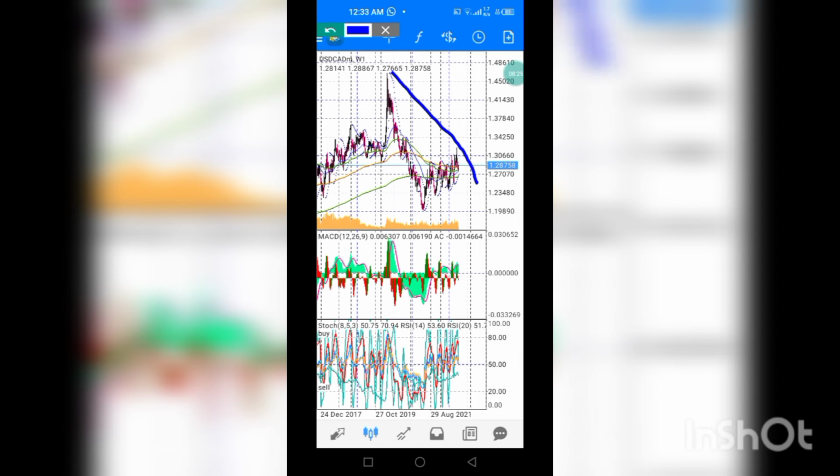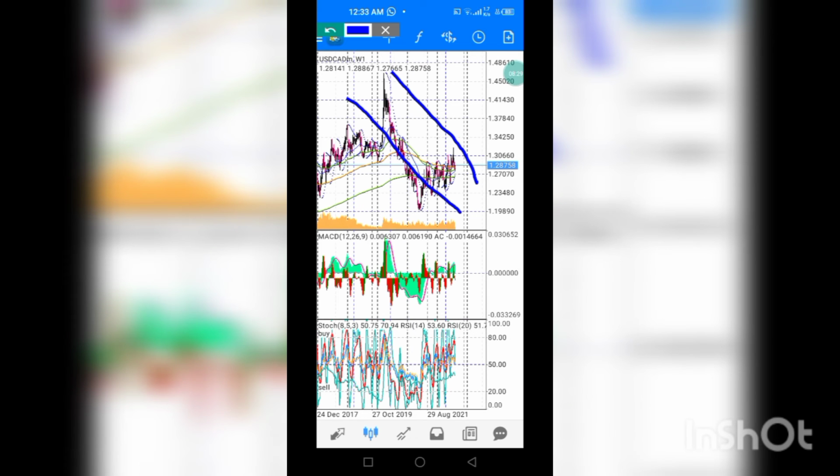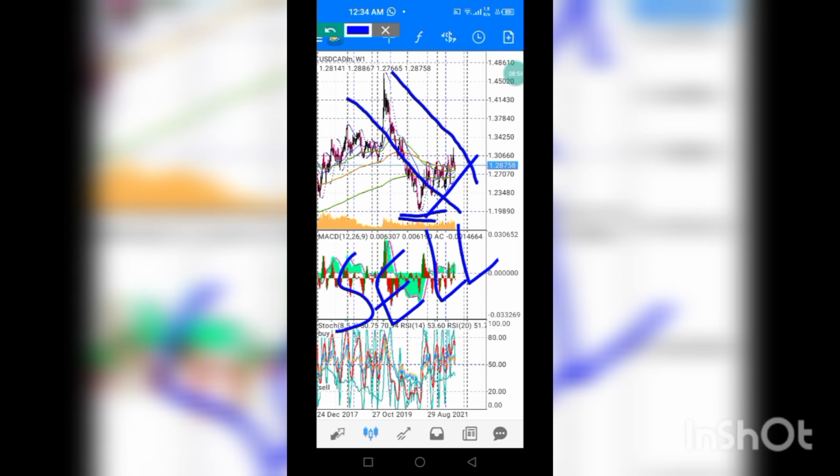You can see, this is an example of a downward trend, but the market has retested. It's not going up. The market has just come down, retested, and now the market is moving up. So this is a counter trend now. In a downward movement, you sell.